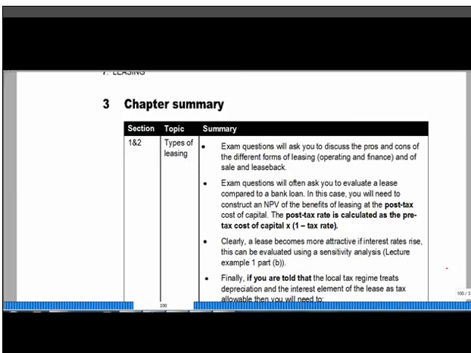Leasing is a very important area. It's extremely important that you can discuss the pros and cons of different sorts of leasing and that you're comfortable with questions. There's a useful question in the question bank at the back of your course notes that you should certainly attempt.